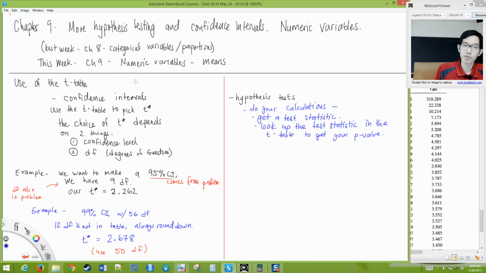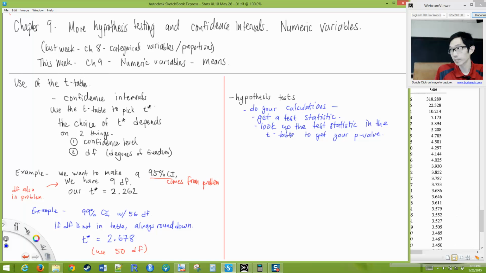So it's very important, don't mix these two things up, okay? Confidence intervals, this is the process you use. For hypothesis tests, this is the process you use. If you're doing hypothesis test stuff for confidence intervals, it's going to mess you up. If you do the same thing for confidence intervals for hypothesis tests, it's going to mess you up. Keep these separate.